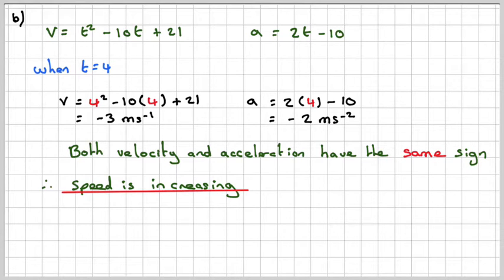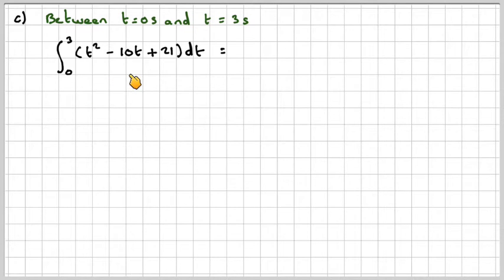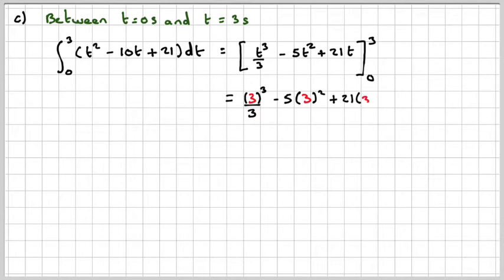To find the distance travelled in the first 4 seconds, first of all we need to consider between 0 and 3, because at 3 it changes direction. So if we integrate the curve t squared minus 10t plus 21, that will give me t cubed over 3 minus 5t squared plus 21t. And we're doing the integral between 0 and 3. Substituting 3, you get 3 cubed over 3 minus 5 times 3 squared plus 21 times 3. If we put 0 in, we get 0. Don't always assume that, though. Please check. And that will give you 27 meters.